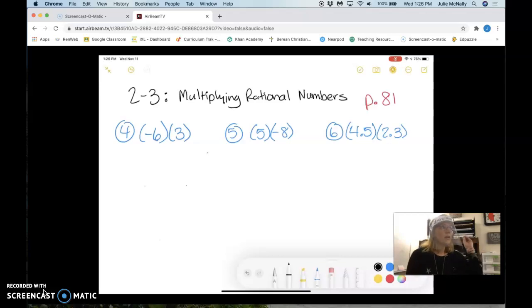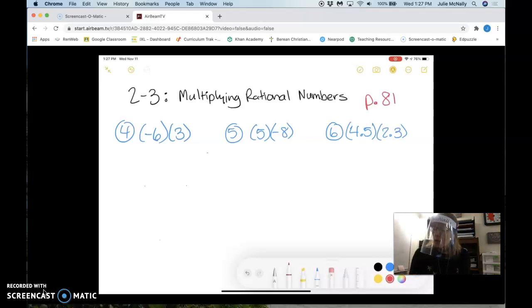So we just finished adding and subtracting integers, where if the signs are the same, you add, and the answer keeps the sign. If the signs are different, you subtract, and the answer takes the sign of the bigger number. So now the rules for multiplying and dividing are a little bit different.